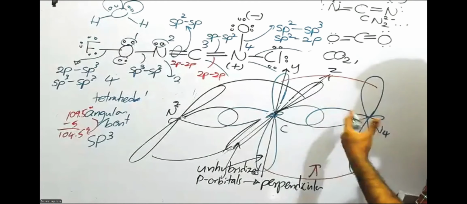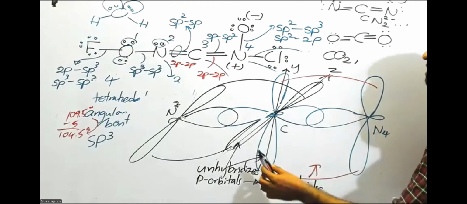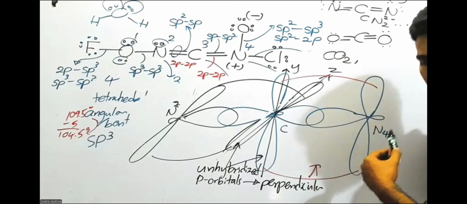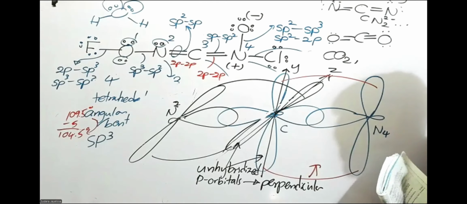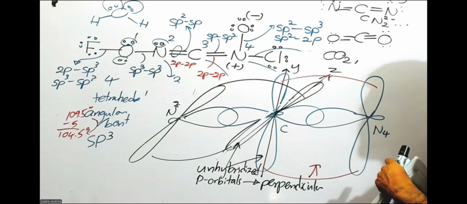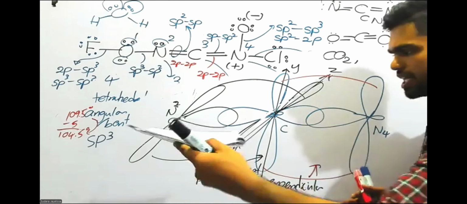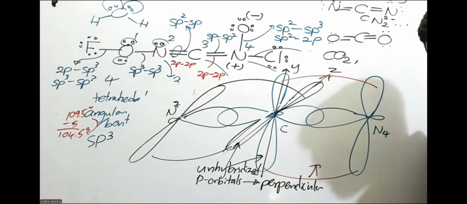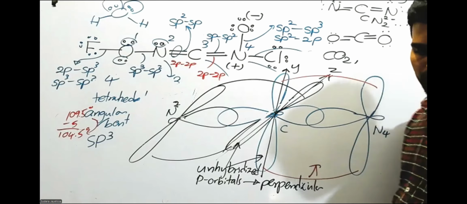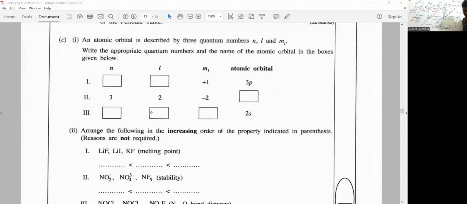So when nitrogen wants to make 5 bonds with those two p orbitals, nitrogen's p orbitals also must be perpendicularly oriented. Okay, so then there will be a pi bond along the bond, and there will be a pi bond perpendicular to the bond. Is that clear? So always remember p orbitals are perpendicular. So this is your part C.